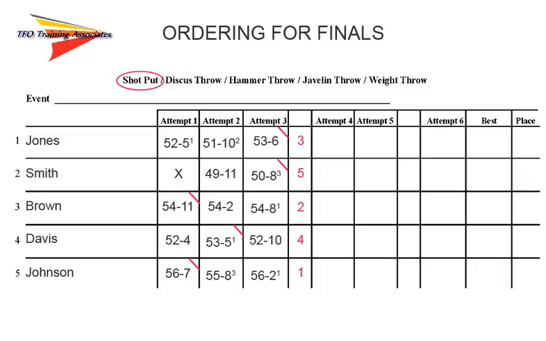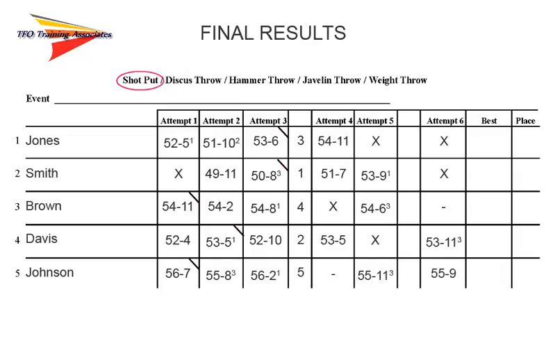Some officials order the finals from best to worst, using a type of countdown method. Our preference is to order the competitors in the order in which they will compete. We have now completed the final three attempts. To indicate the best mark of each competitor throughout the competition, we now use a diagonal in the upper left-hand corner of the box containing the best mark.